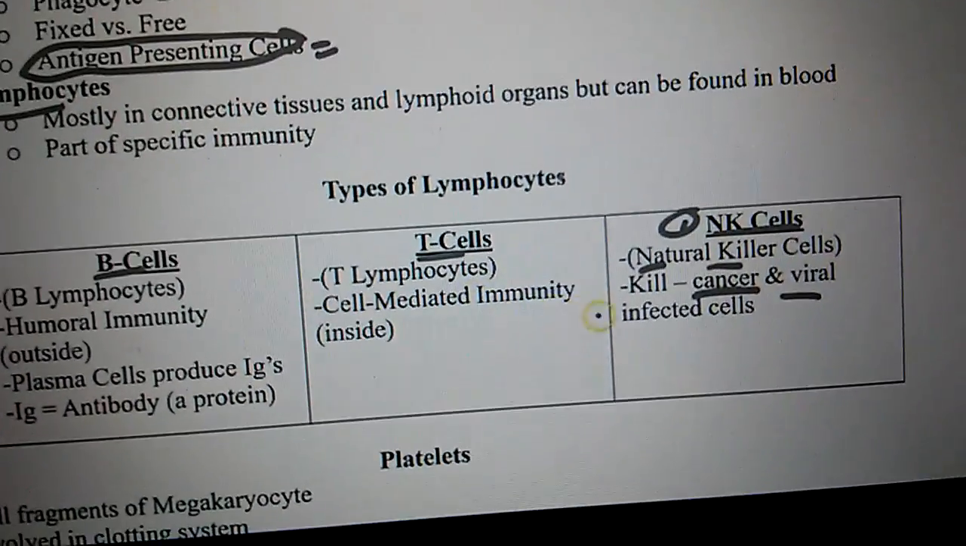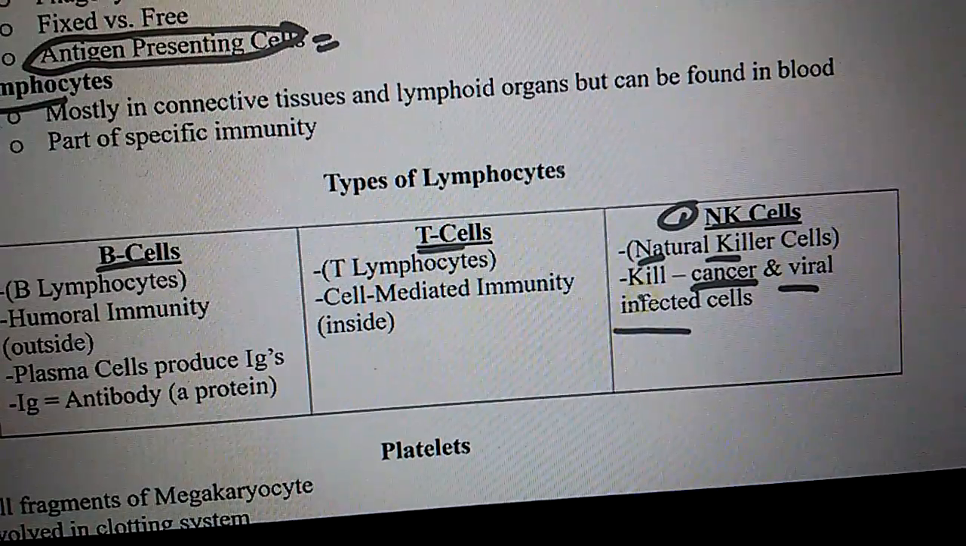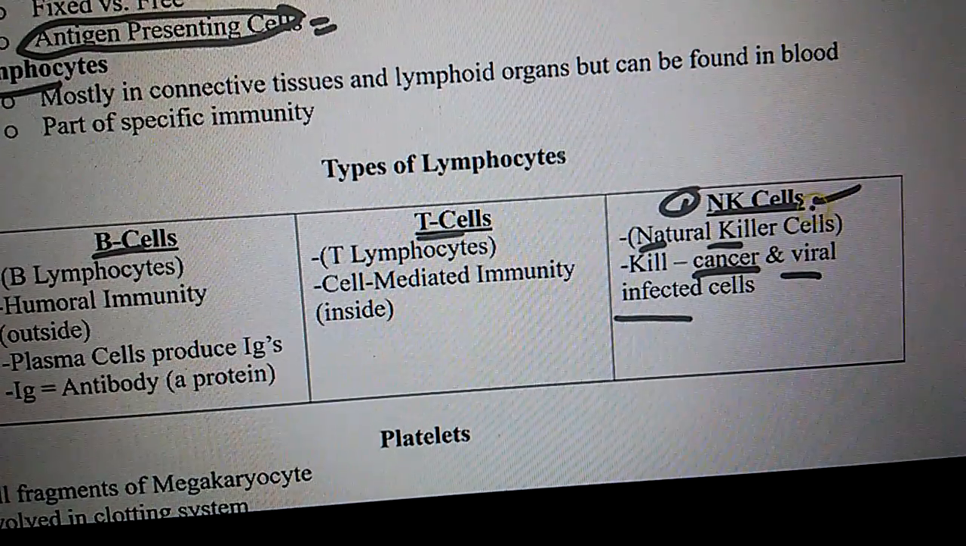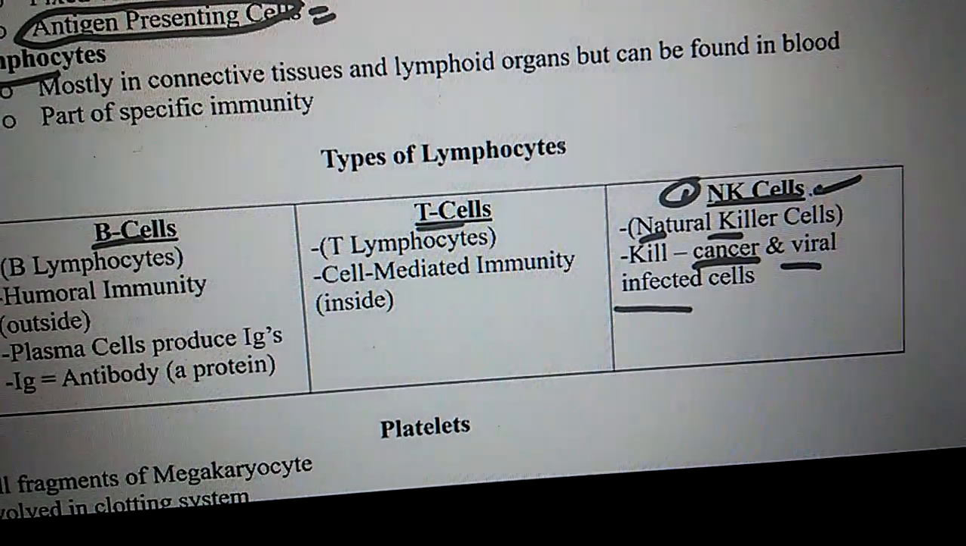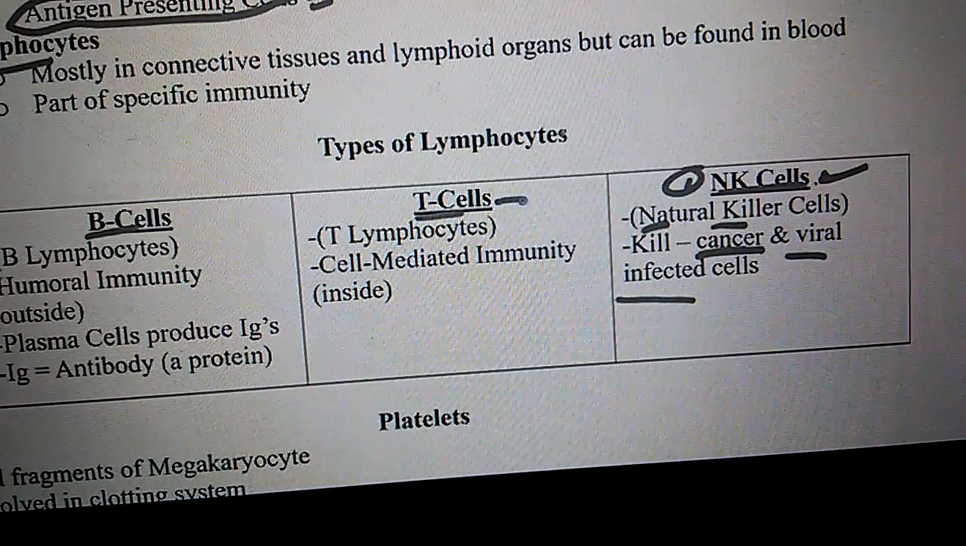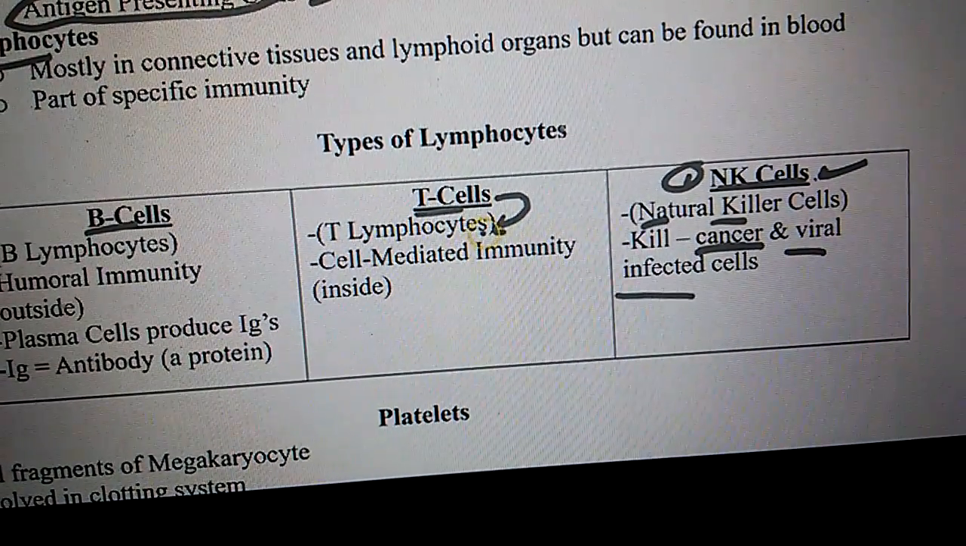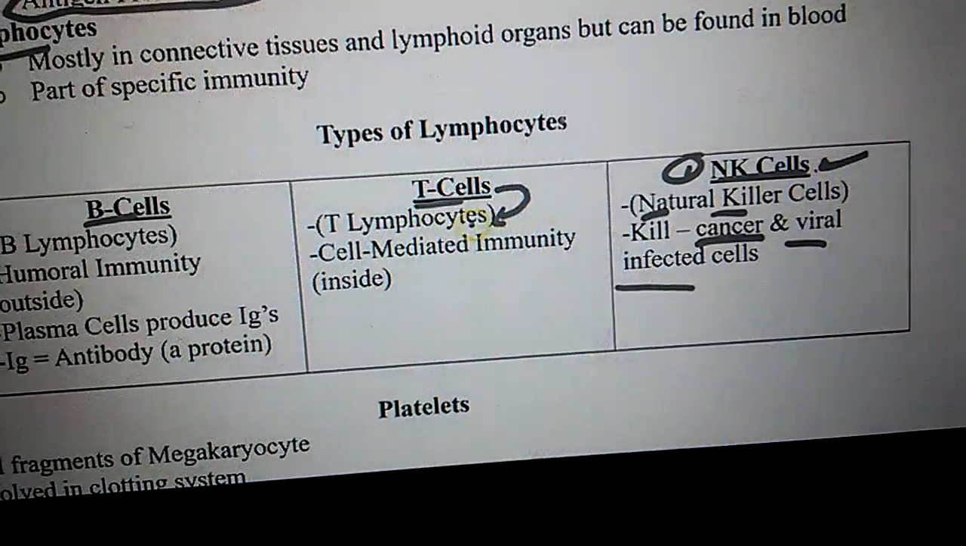What cell is responsible for killing our viral infected cells? NK cells. So if our cells become infected with a virus, will an NK cell attack it? Yes. What's another word for T cell? T lymphocyte. What's another word for T lymphocyte? T cell.